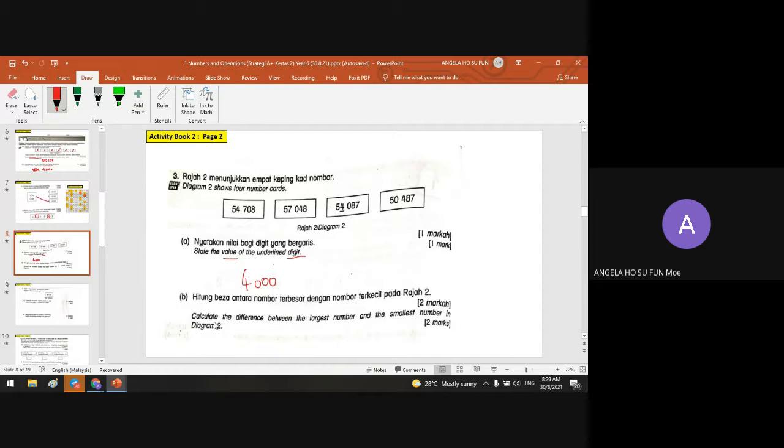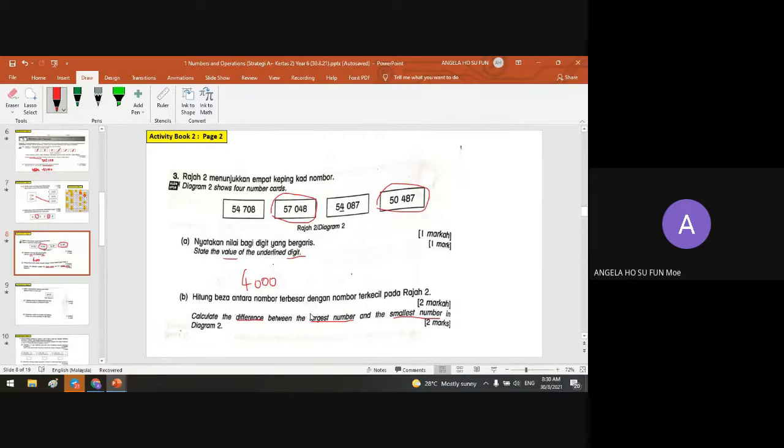Now B. Calculate the difference between the largest number and the smallest number. Compare here. Tell teacher which number from the 4 cards is the largest number. All are 5-digit numbers, all starting with 5 in front. Now the difference is the second number. This is 4, this is 7, this is 4, and this is 0. Can anyone tell me which one is the largest number? 57,048. Very good. Which one is the smallest number? 50,487. Very good.